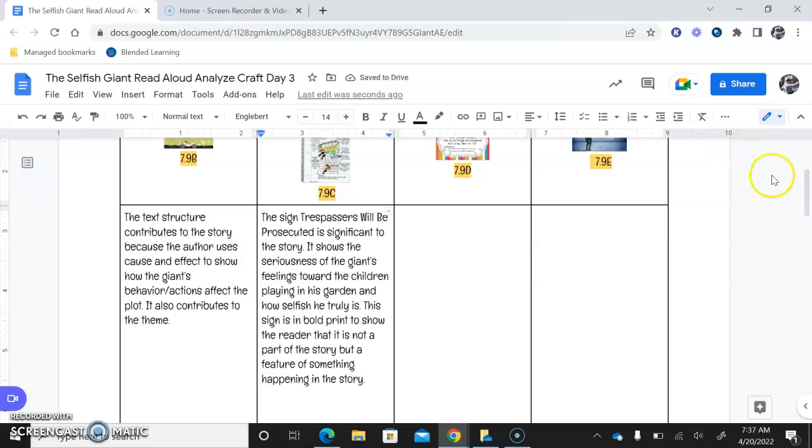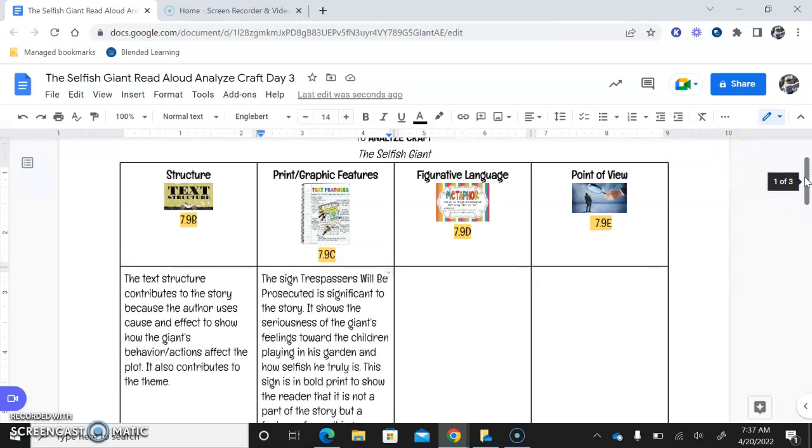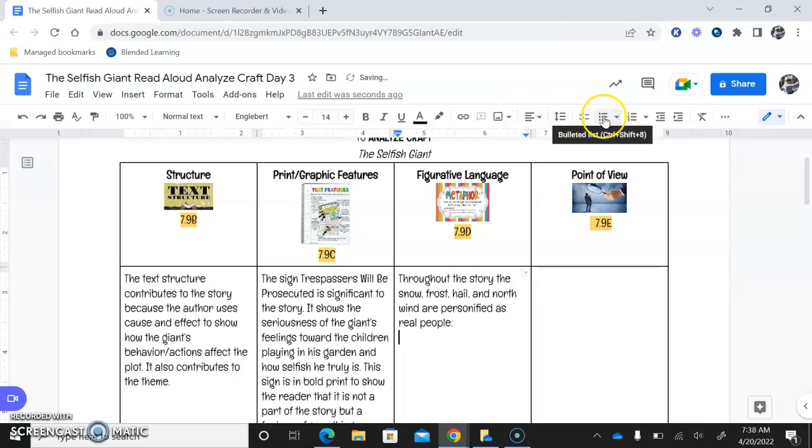Okay, the next thing that we're going to look at is our next column here, figurative language: metaphors, similes, personification, etc. And there was quite a bit of that in this story. I think that the author did a really excellent job of bringing those types of features of figurative language into the story. So let's start talking about that. So throughout the story, the snow, frost, hail, and north wind are personified as real people. Now, I'm going to put some bullet points in here to show the different things.